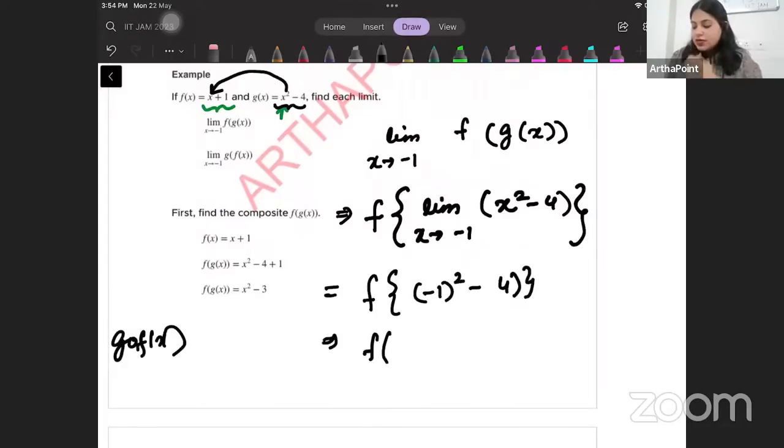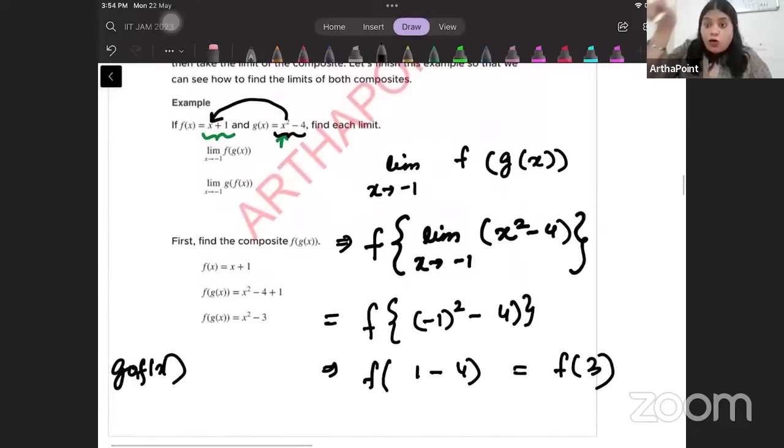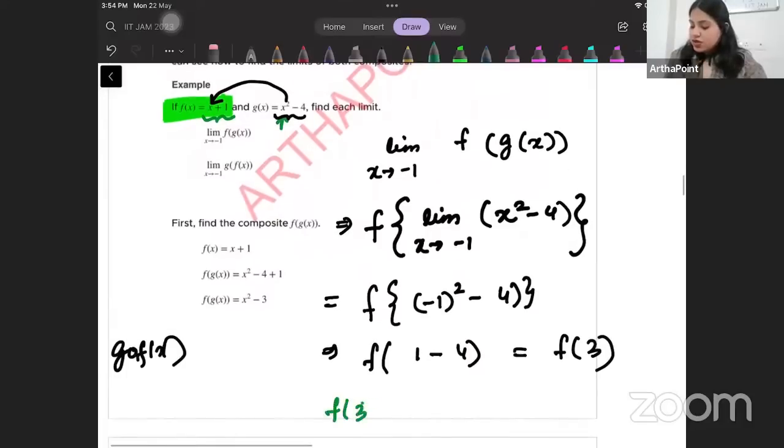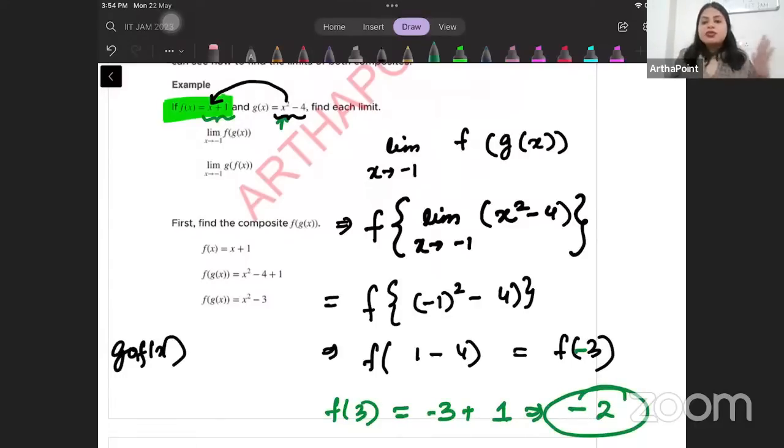f of 1 minus 4, f of -3. Now this says instead of x, इस function में -3 put करना है. Instead of x, you have to put -3 inside this function. करके देख लेते हैं. So I will get f of -3 will be -3 plus 1, minus 2. Same answer that I was getting earlier.